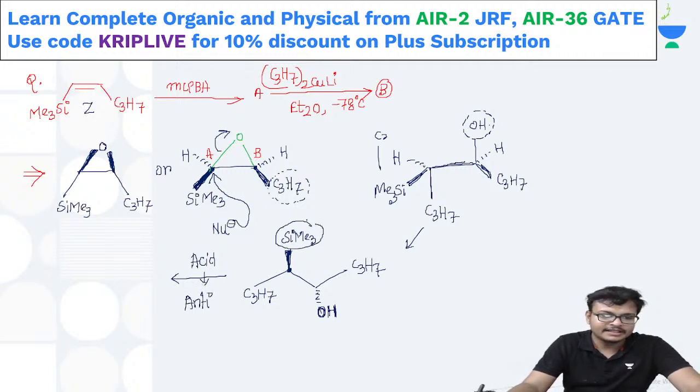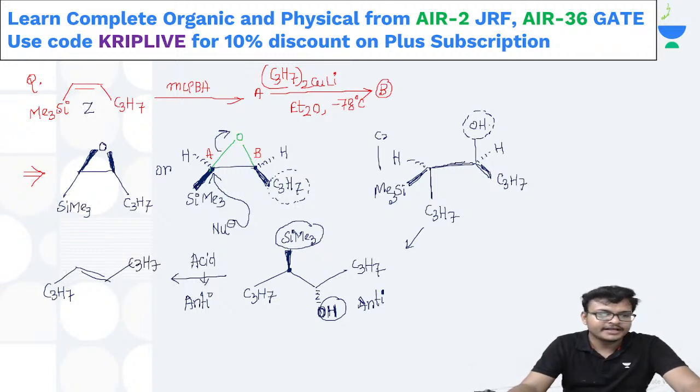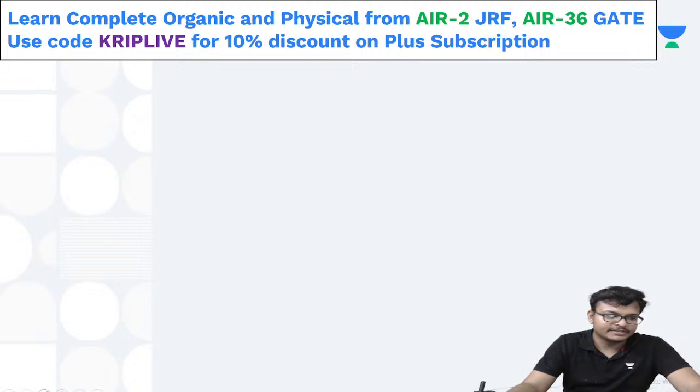So SiMe3 and the hydroxyl group are already present anti. They are already present anti. Now if you use the acid, then there will be just direct double bond formation, right? So C3H7 and this one is having the C3H7. So are you understanding how we can convert this molecule to this molecule in this way? The geometry of this alkene is E. So let's take the same examples and give the correct answer to this question. I am giving a new question to you.